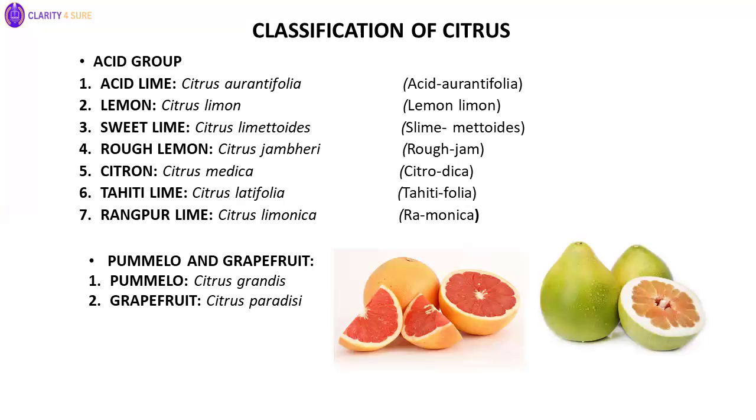Now the next group here you can see is pomelo and grapefruit. Pomelo is Citrus grandis and grapefruit is Citrus paradisi. So what is the basic difference between pomelo and grapefruit? You can see I've put up the pictures also. Pomelo is usually larger, pear-shaped or teardrop shaped. You can see in the picture as well, it is teardrop shaped, right?